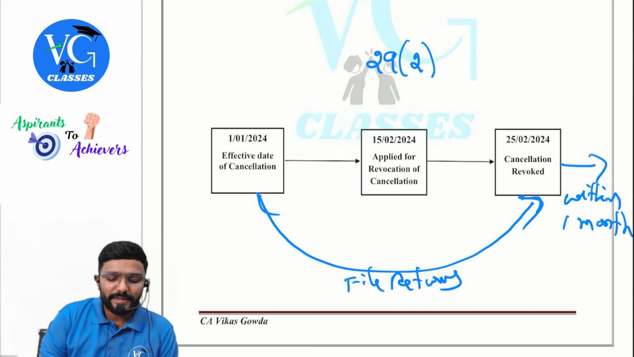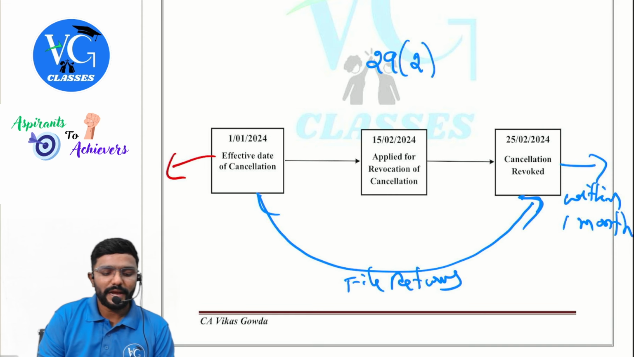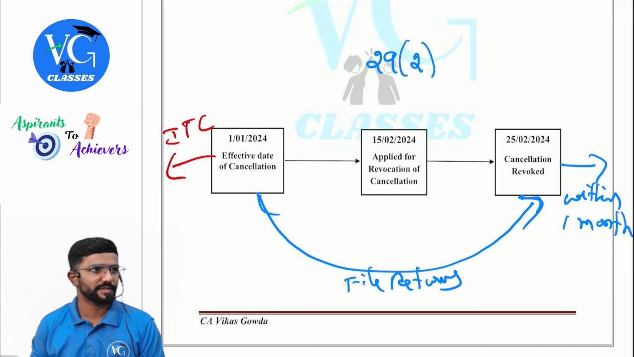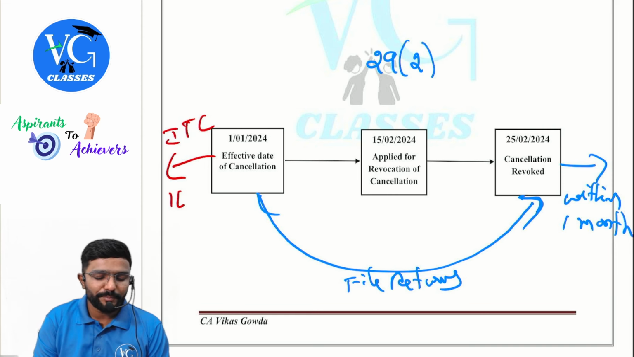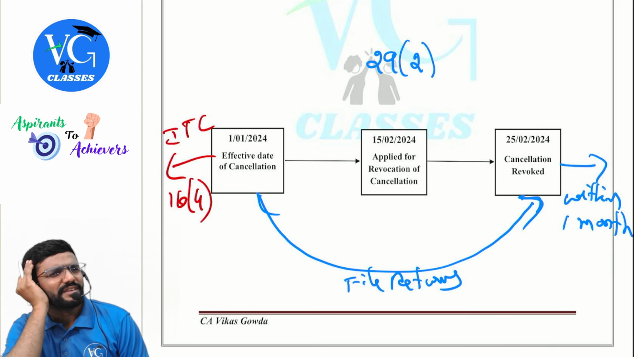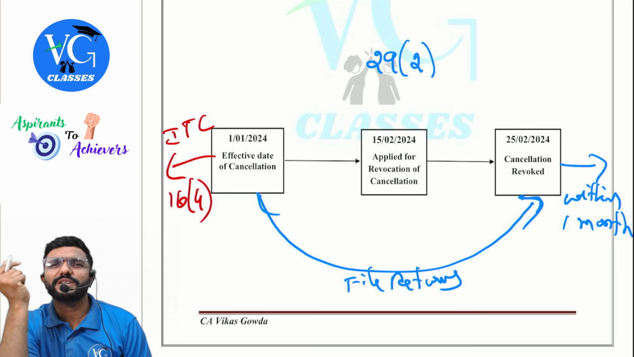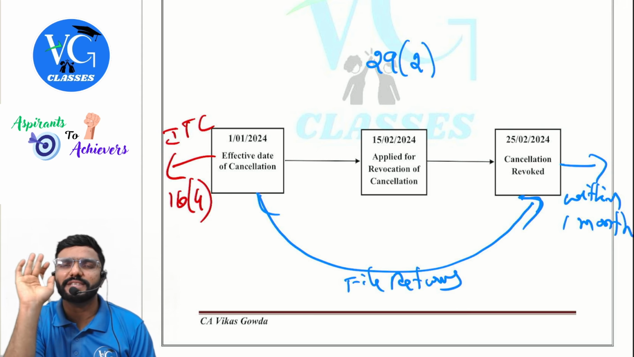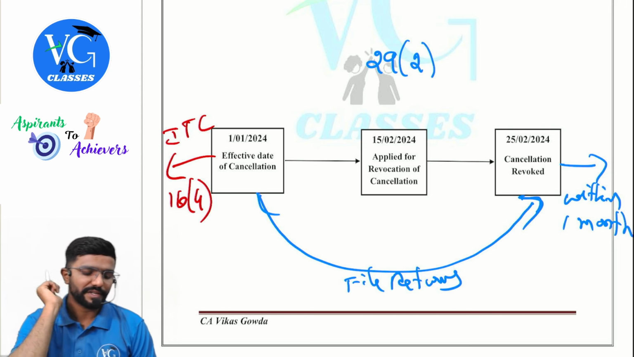Sir, I had some input tax credit before this, for which the time period is already over. Before 1st January the time period was over. Can I claim it? No, the 16.4 time limit is already over. Say Tata bye-bye. Okay, sir.